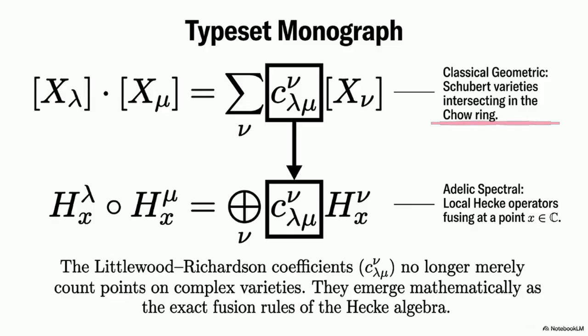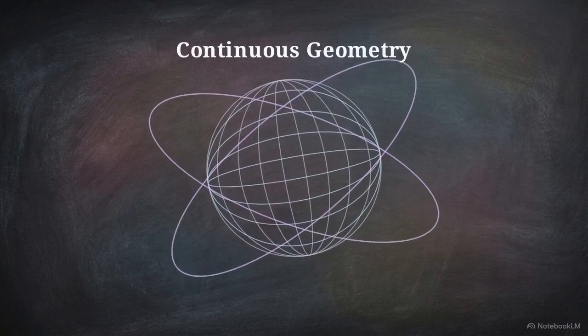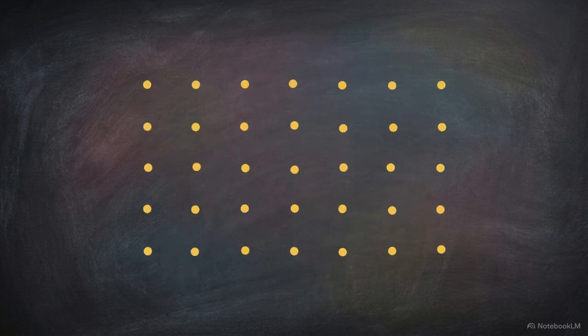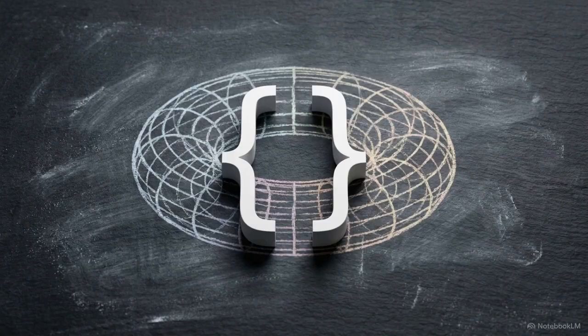This mapping changes how we define geometric constraints. Classically, they're Schubert varieties intersecting in the Chow ring. Under the Langlands correspondence, these varieties map to local Hecke operators. Geometric intersection becomes the spectral composition of these operators. This transformation identifies enumerative intersection theory with the calculation of automorphic multiplicities, removing the dependence on smooth, continuous geometry.